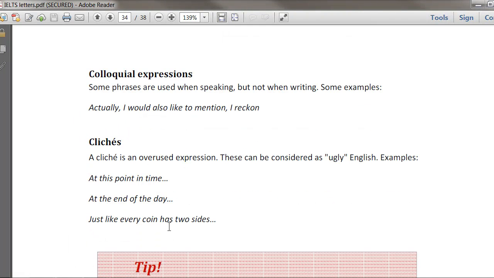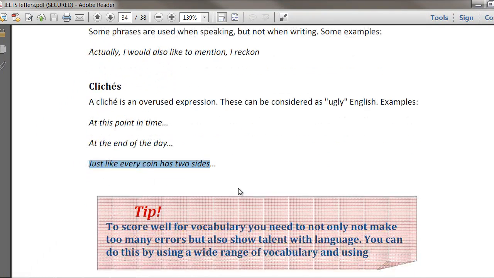cliches. This is a great one. A great example of a cliche. Just like every coin has two sides. I used to read this almost every essay. Sometimes it crops up in letters. Cliche, overused expression, a kind of ugly English, I call it.